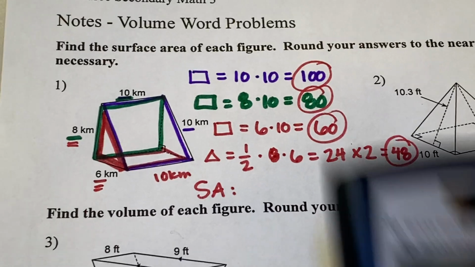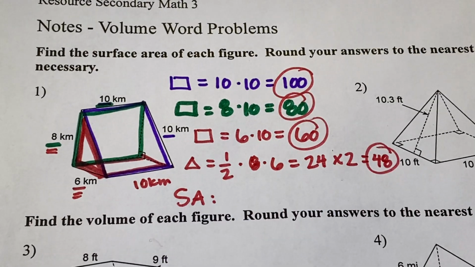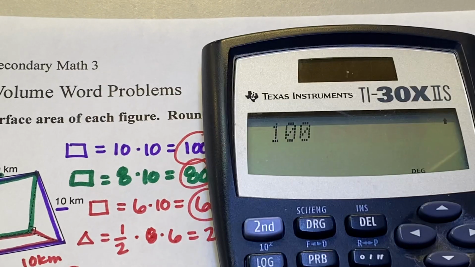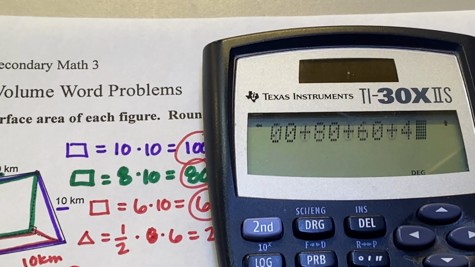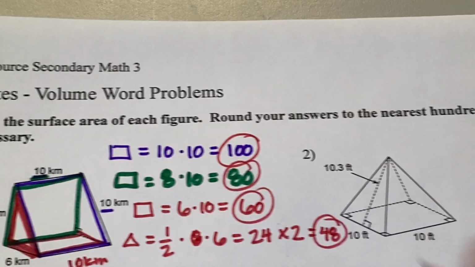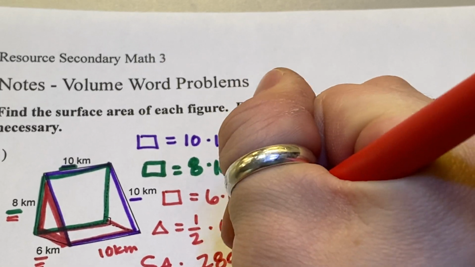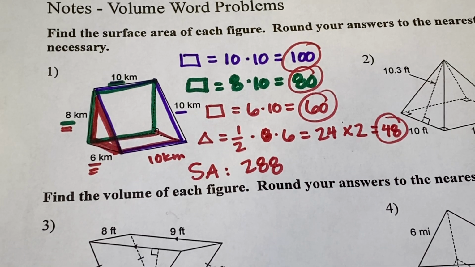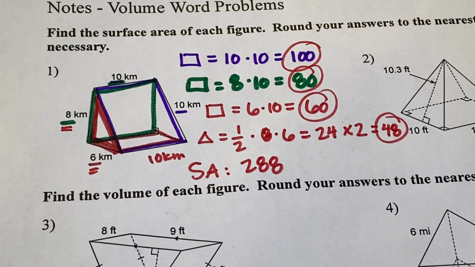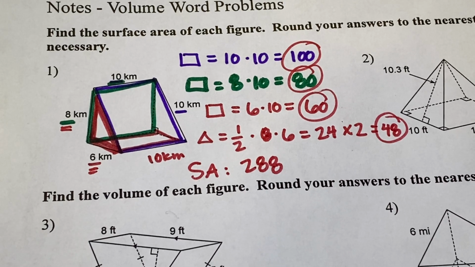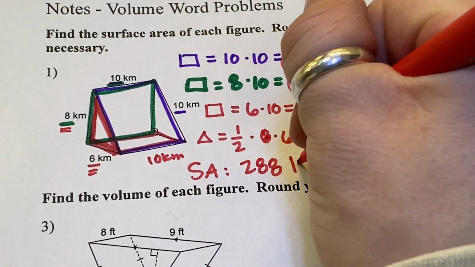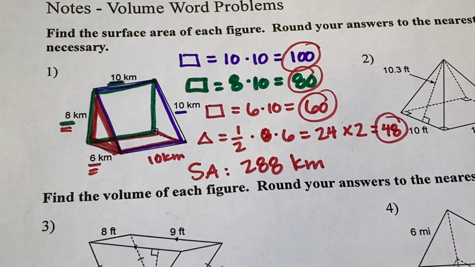So my surface area, 288 kilograms. Let's see if you are correct. 100 plus 80 plus 60 plus 48. You are so good. 288. Okay, what's my unit of measurement here? Kilograms. Not quite kilograms. No. It's what Canadians use. Kilometers. Uh-huh. Okay, and since it's area, it's going to be squared.